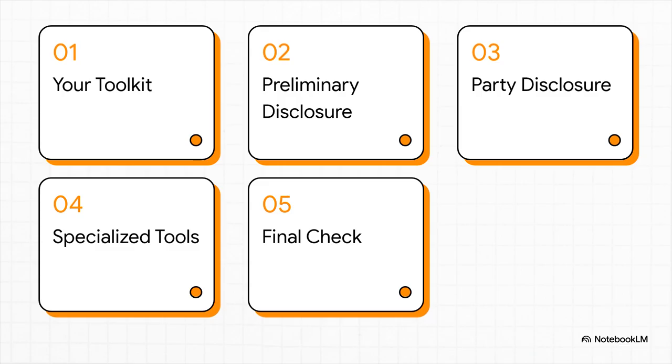So, what's actually in this toolkit? Well, first we'll cover preliminary disclosure. Then we'll get into the real workhorse, party disclosure. After that, we'll check out some specialized tools, things like interrogatories and non-party disclosure. And then we'll wrap it all up with a final check to make sure it's all locked in.